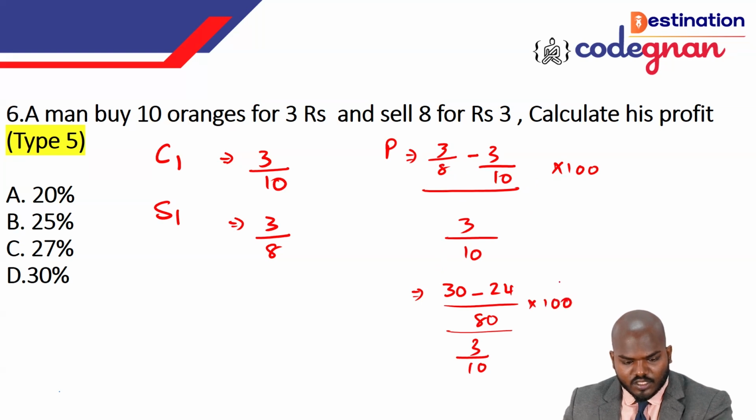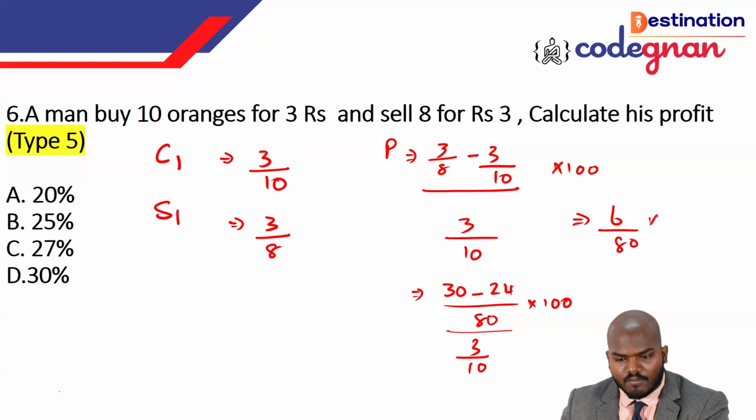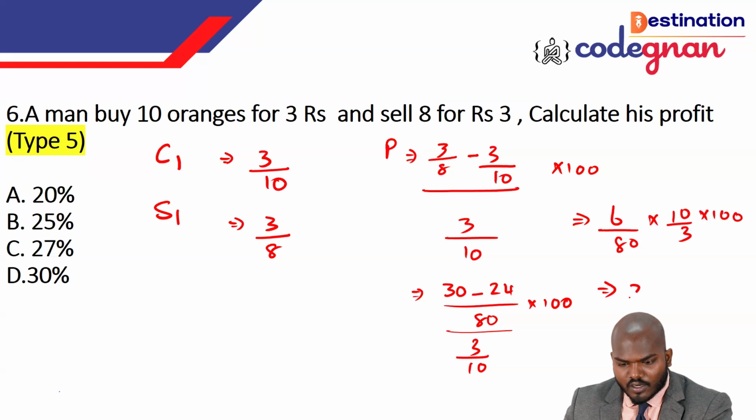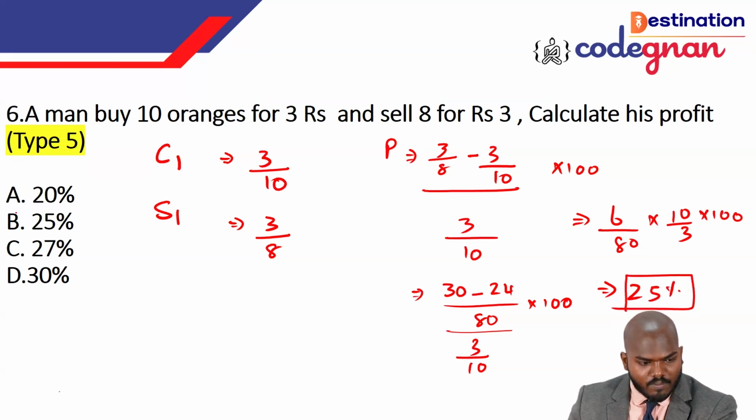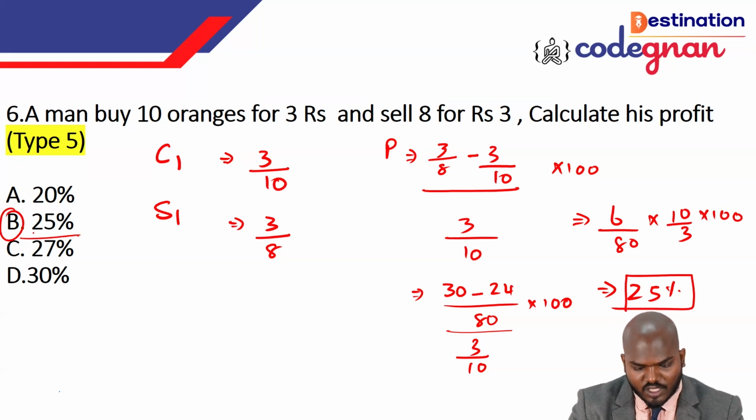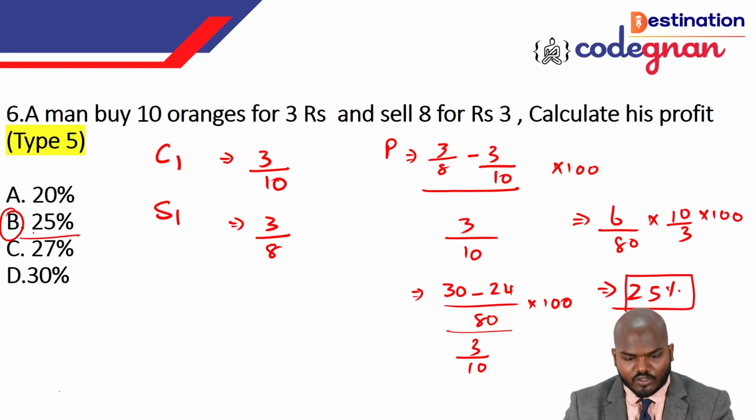If you work it out, it resolves like this: 6 by 80, by 10, times 3, times 100. If you solve this, you will get 25 percent as the correct answer. So option B is the right answer. Okay, a very basic formula we are applying here. We are not using any different formula to make it complex.